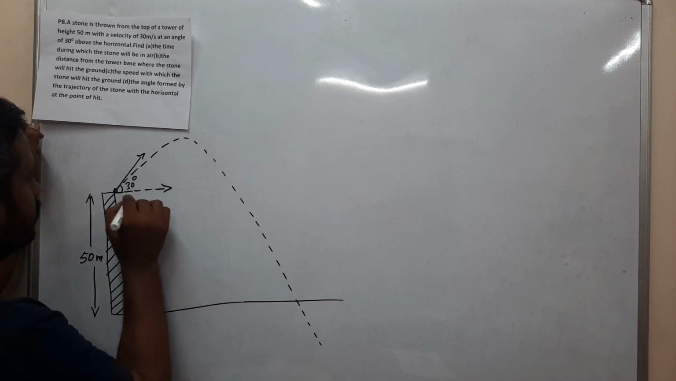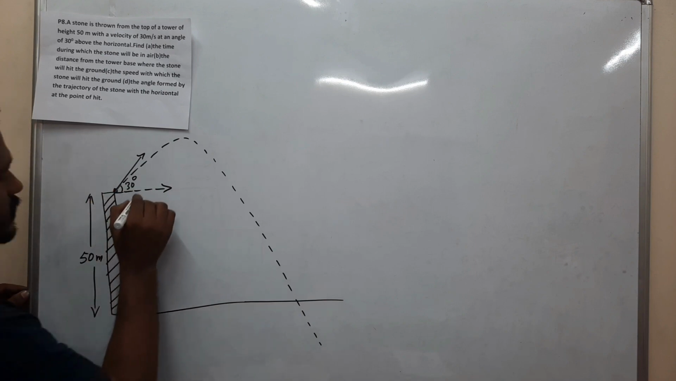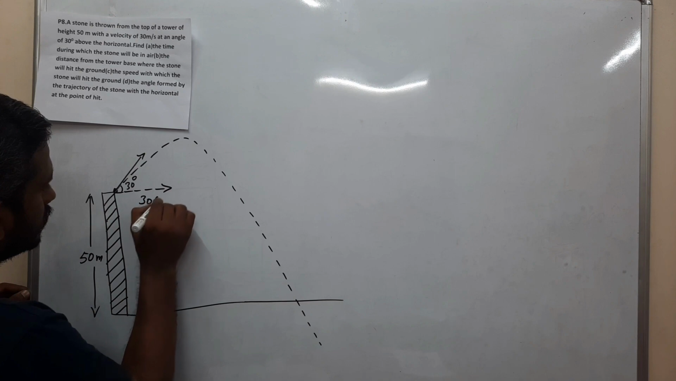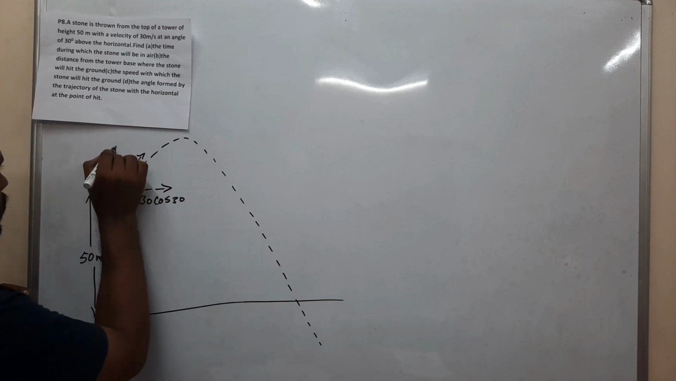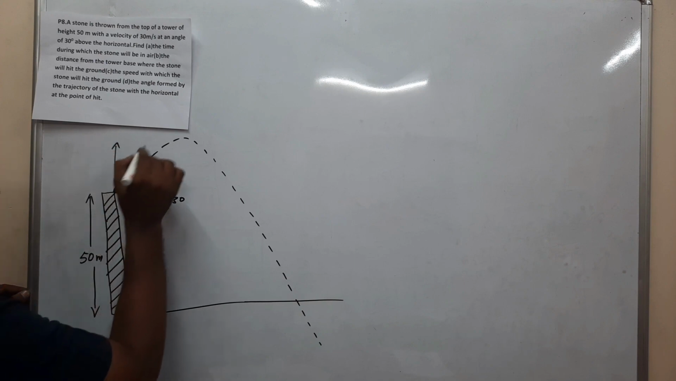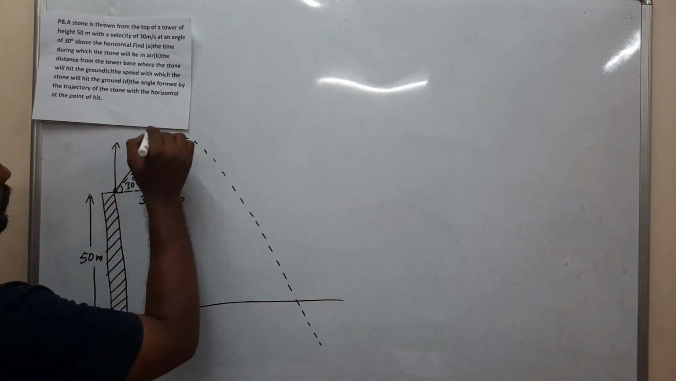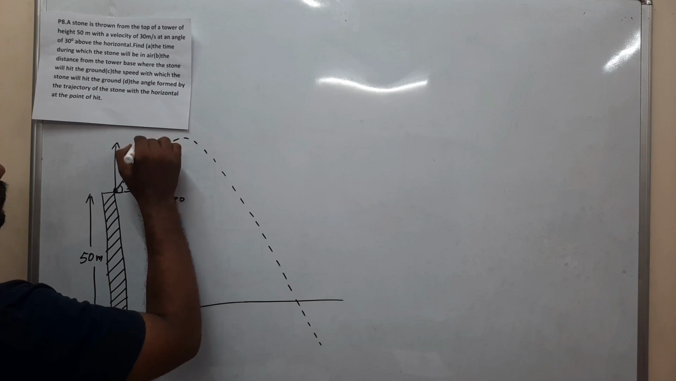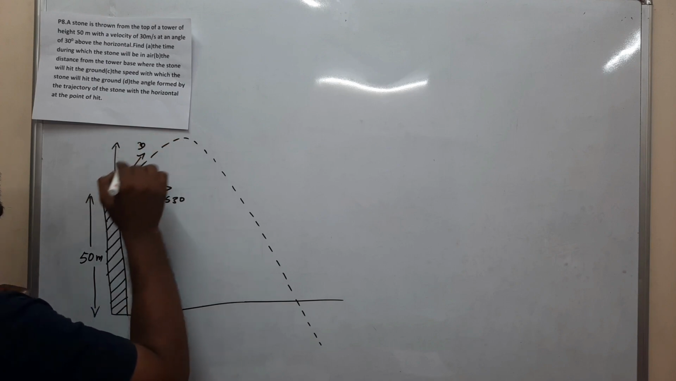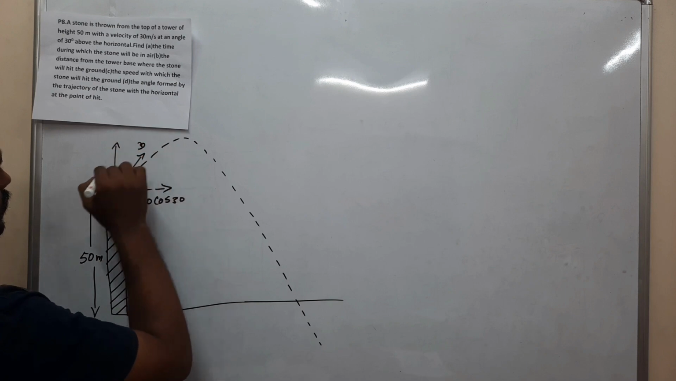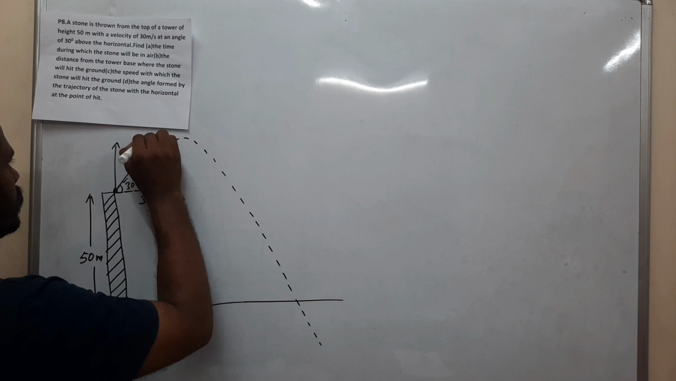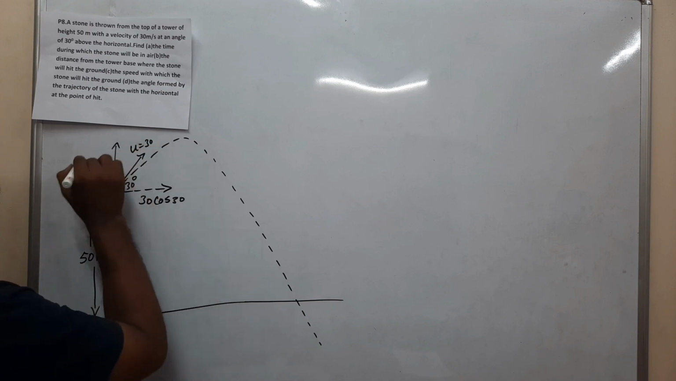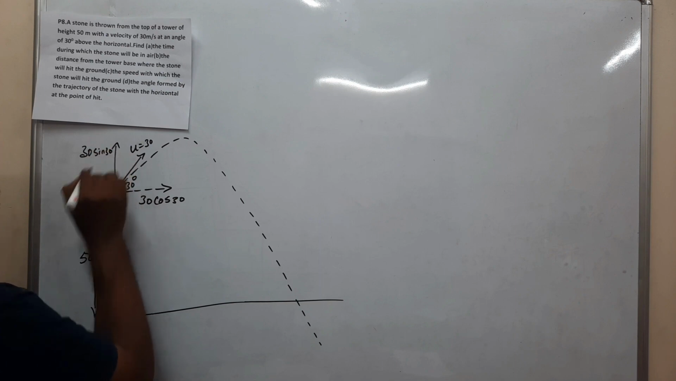So what is the initial horizontal velocity? That is 30 cos 30. What is the initial vertical velocity? The velocity u is 30 meter per second, so this is 30 sin 30.